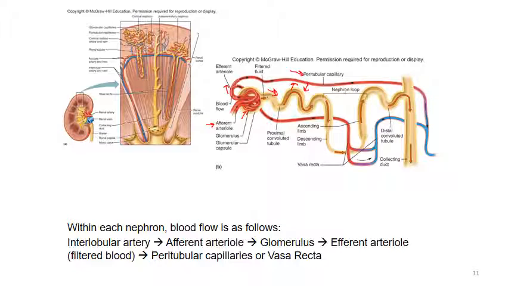Okay, and at the bottom here it's saying interlobular arteries or the cortical radiate arteries connect to the efferent arterioles, which connect to the glomerulus. What couldn't get filtered, anything that was missed, goes into the efferent arterioles. So that is the filtered blood. And so then those turn into either the peritubular capillaries or the vasa recta. And so both of these just refer to the blood vessels that surround the nephrons. Surrounding nephrons. I'm just going to write here.